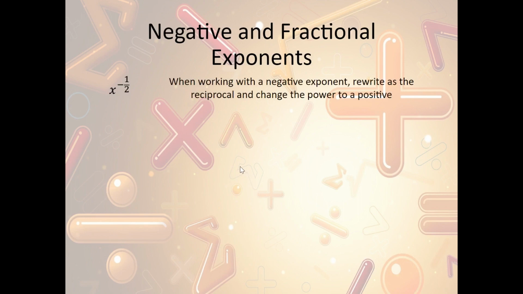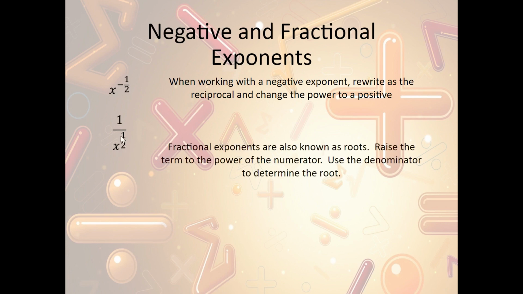Well, we do the same thing we did on the previous two. We're going to go ahead and flip it and make it positive. So x to the negative 1/2 becomes 1 over x to the 1/2 power. Just like that. Now we know that we're going to take the 1/2 power, and that becomes x to the first, and then we're going to take the square root of that. So that becomes 1 over the square root of x to the first, which is just x.